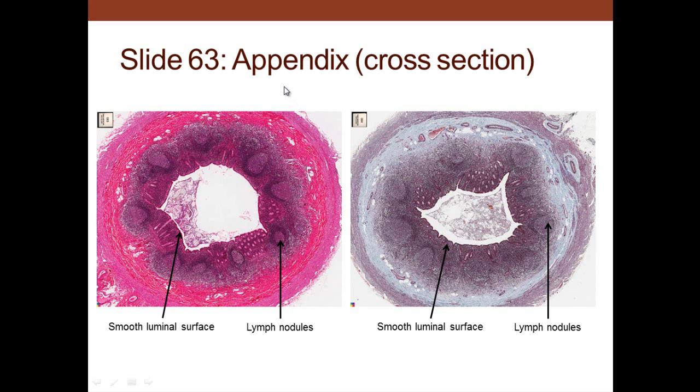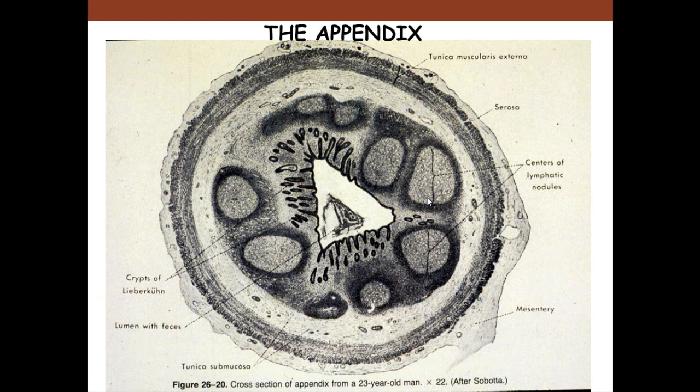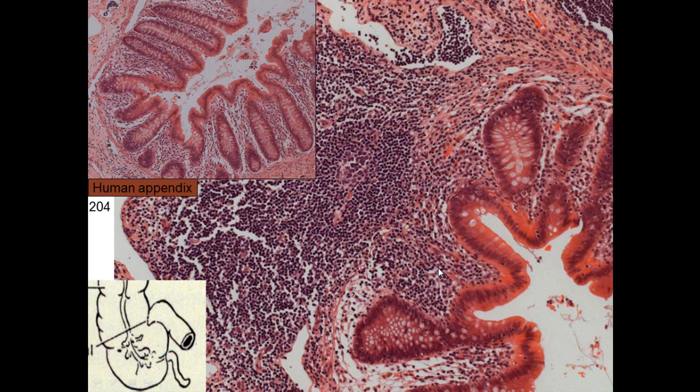The appendix does not have villi. It only has these intestinal glands, as does the large intestine. Again, we can see the appendix. We can see the lymph nodules around the mucosa in through there, and this is the submucosa, muscularis externa. Here again, we can see the real thing.